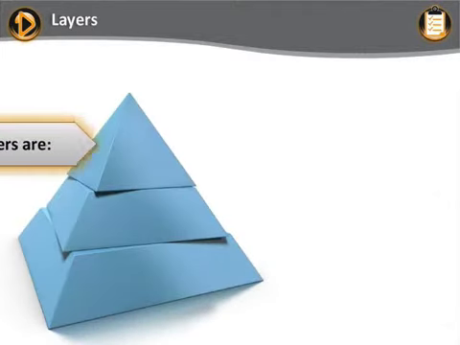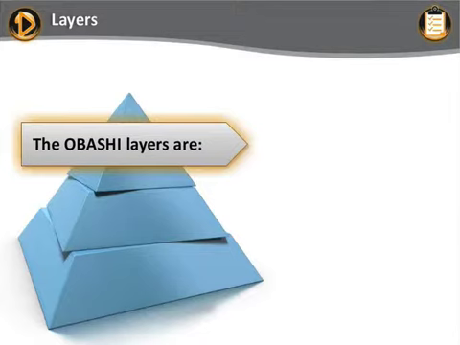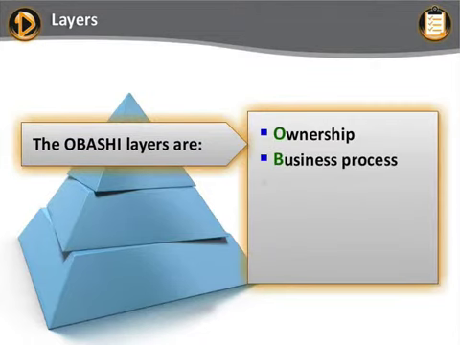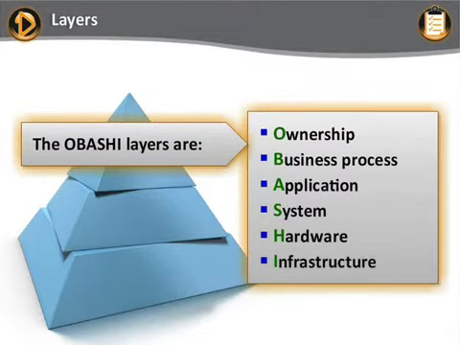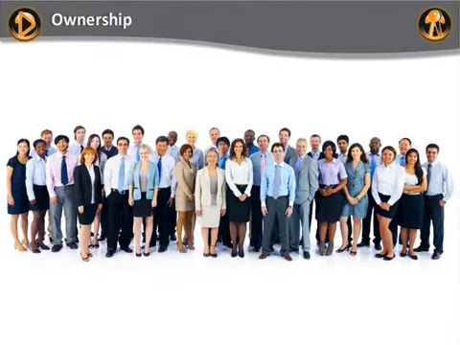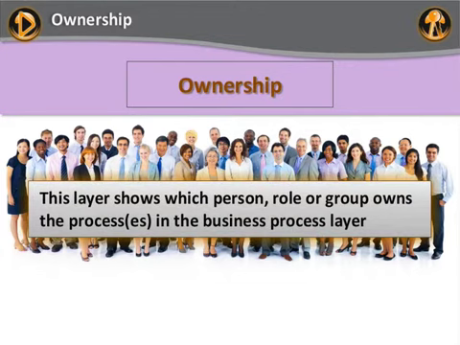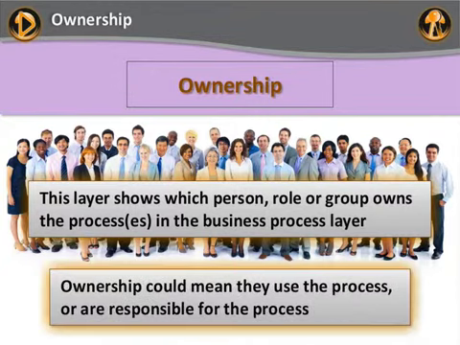Next, we're going to study the layers one by one. You can see a reminder on screen now. We'll start at the top with the ownership layer. The ownership layer is used to show which person, role, or group has the ownership of the process or processes shown in the business process layer. By ownership, we might mean that the person, role, or group uses the process or is responsible for the process.